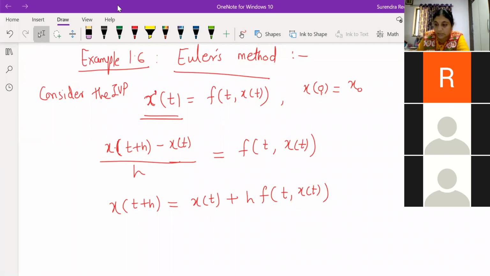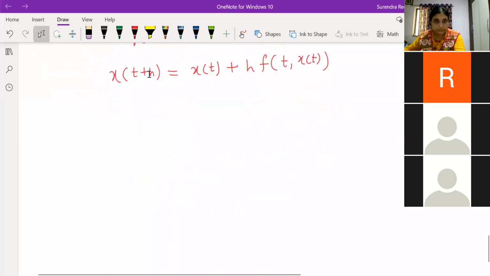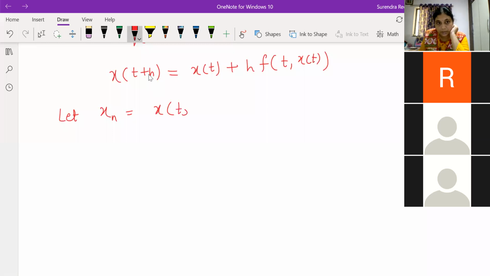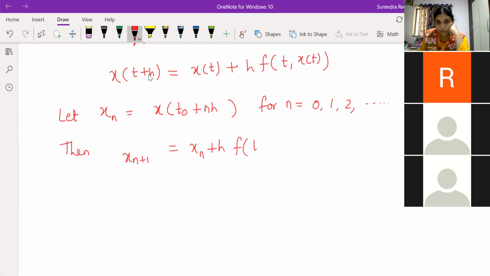So to change the difference equation to more conventional form, we let xn be equal to x at t0 plus nh, for n equal to 0, 1, 2, and so on. So what I will get here is t0 plus nh, xn plus 1, plus h times f of t0 plus nh, comma, x of t is my xn. X at t0 plus nh is my xn. Okay, so I am replacing t by t0 plus nh.